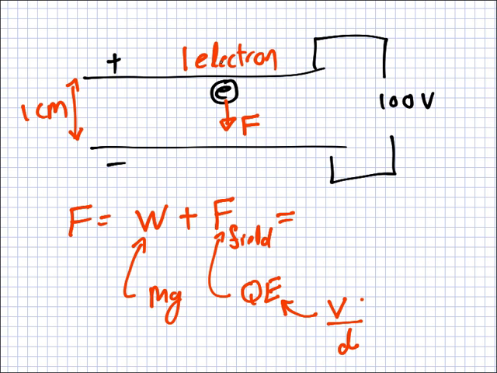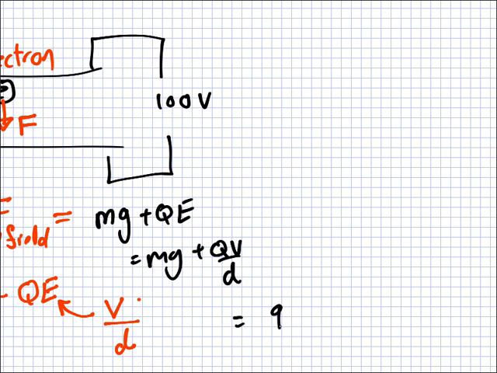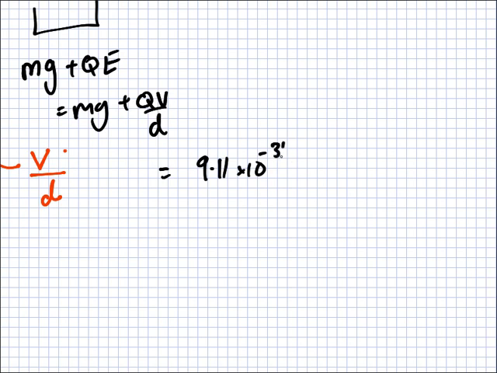I think we can ignore the mg, just the weight. It's too small. So this here is mg plus qe, which is mg plus qv over d. The m is 9.11 times 10 to the minus 31. And the g is 9.81. The q is 1.6 times 10 to the minus 19. Times 100 over 0.01.